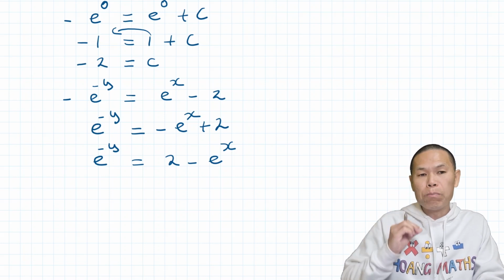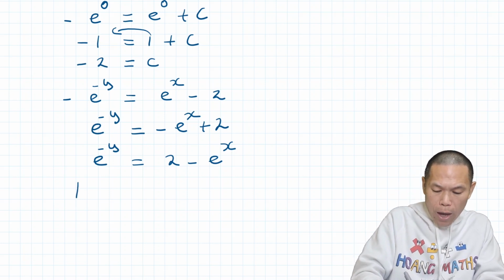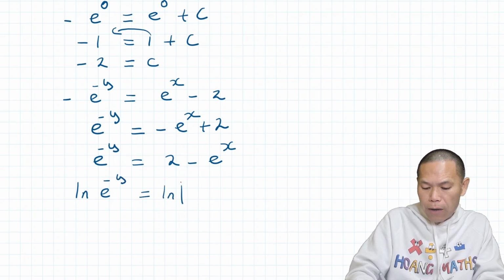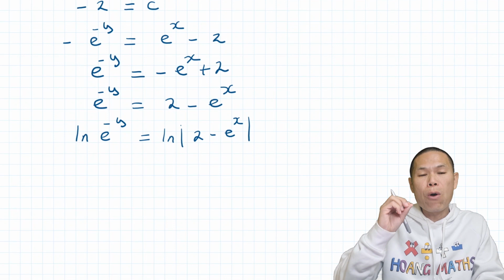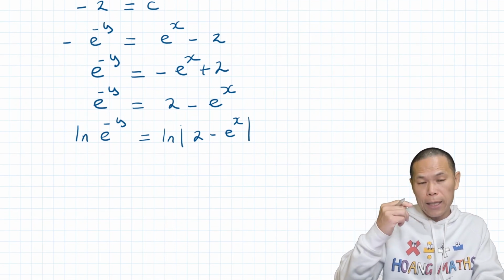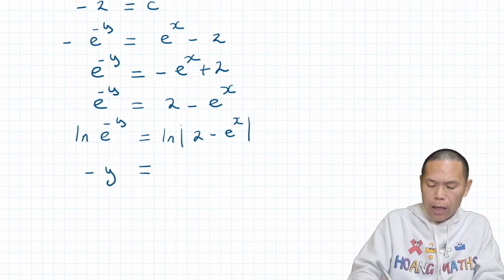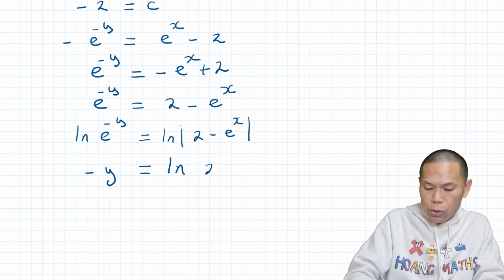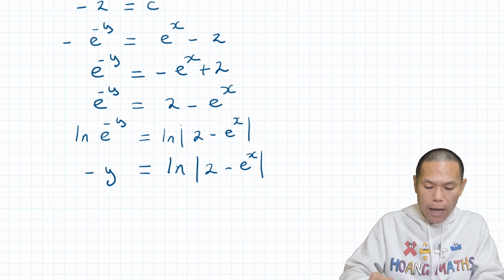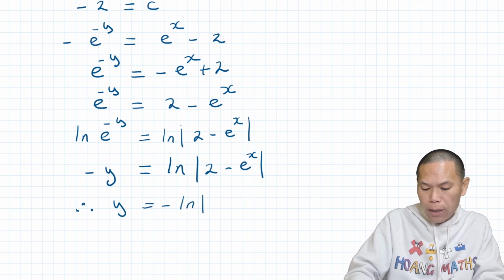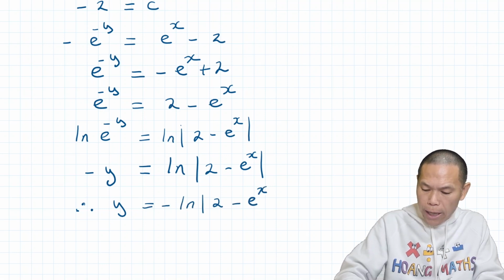Let me take log on both sides. So that becomes ln of e to the negative y is ln of the absolute value of 2 minus e to the x. Now remember, ln e to the minus y is exactly the same as negative y. So negative y is ln of the absolute value of 2 minus e to the x, and I times negative 1 on both sides. Therefore y is negative ln of 2 minus e to the x.